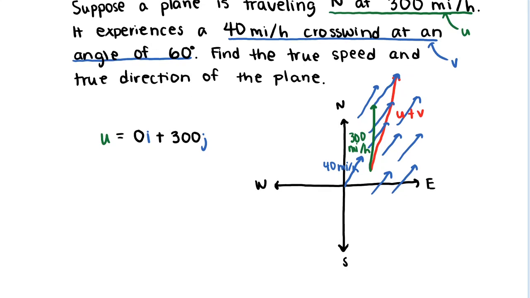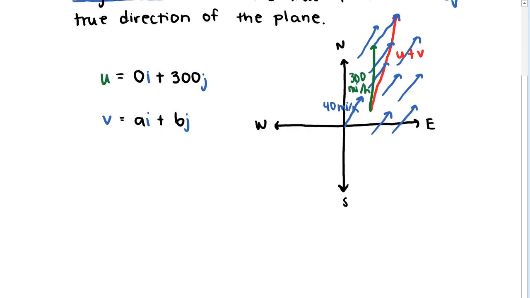And then our vector v has some sort of component form. We don't know the values a and b, but we know how to get a and b from our magnitude and direction. Remember that a is equal to the magnitude of v times cosine of theta, and b is equal to the magnitude of v times sine of theta.